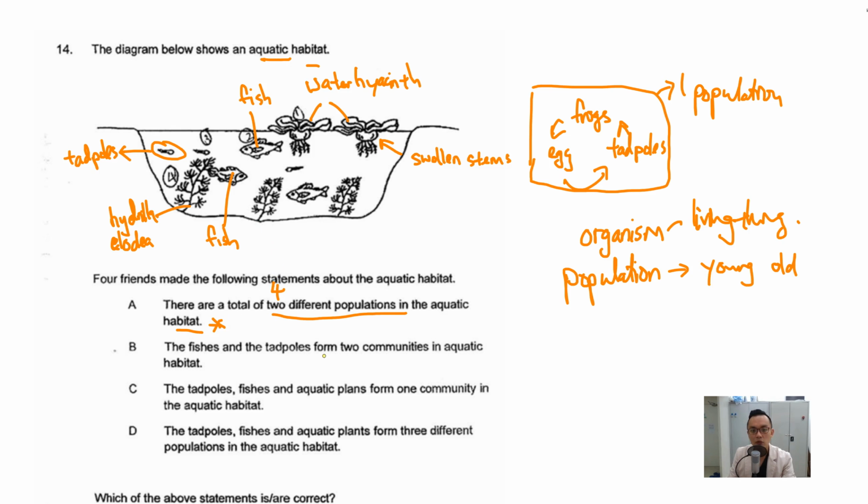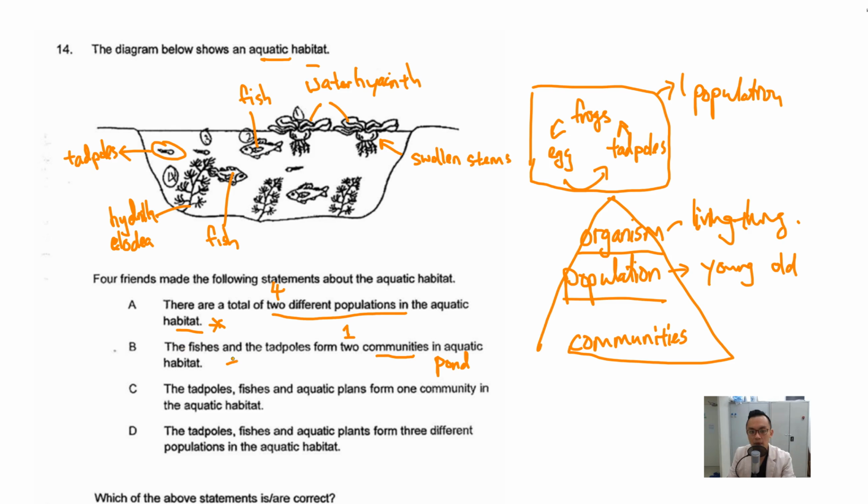The fishes and tadpoles form 2 communities in the aquatic habitat. Communities are below, like a triangle. The organism is at the top, then population. Communities are made up of different populations, so fishes and tadpoles form one community. This entire community is the pond community. And not just fishes and tadpoles, plus all the plants. Fishes, tadpoles, plus all the plants form one community, which is called the pond community. So therefore this is wrong.